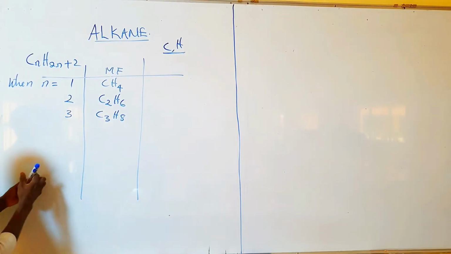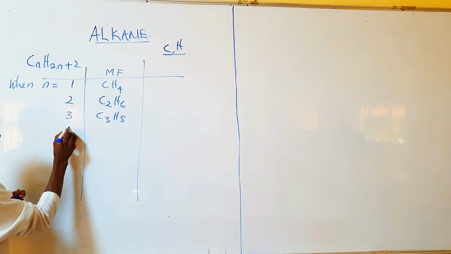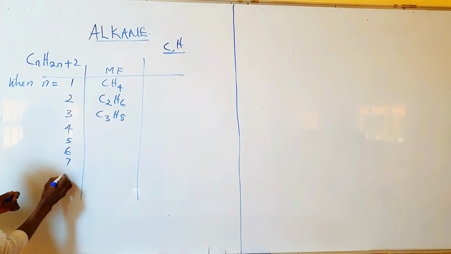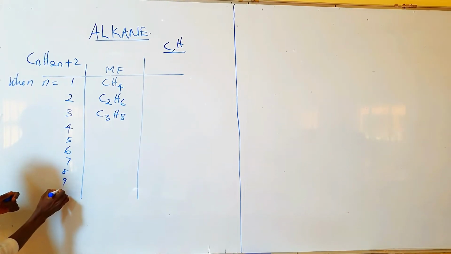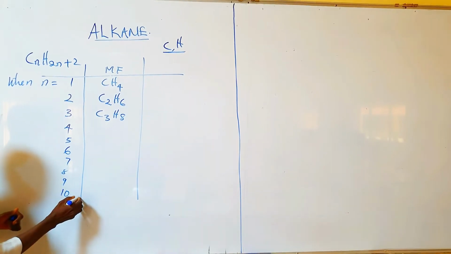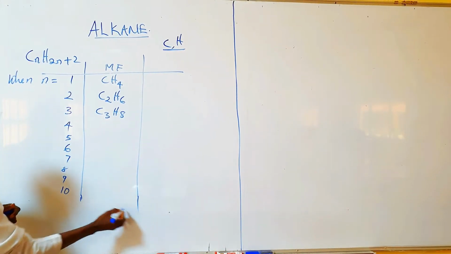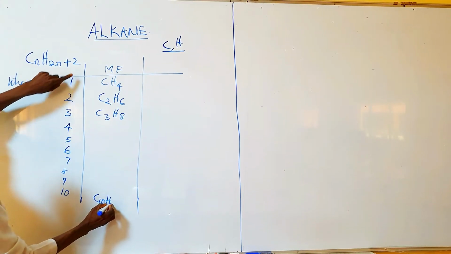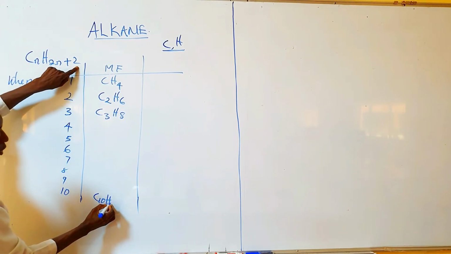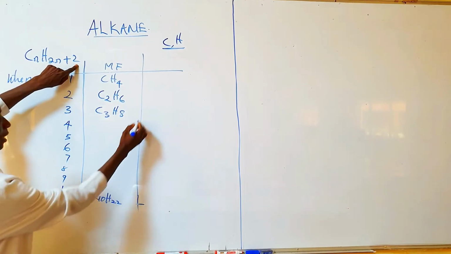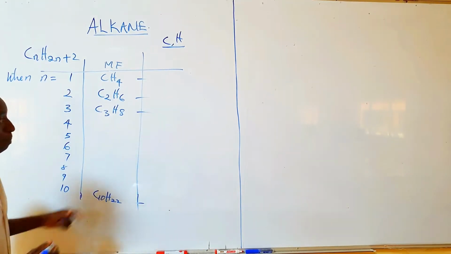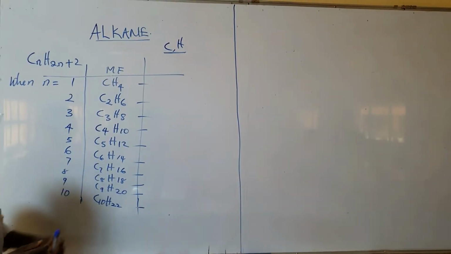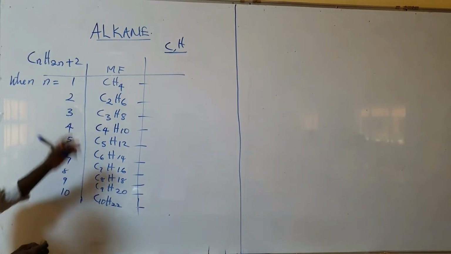That is, you continue from here and say when n equals 4, when n equals 5, 6, 7, 8, 9, and when n equals 10. I can help you out with when n equals 10. When n equals 10, we say C10, H, 10 times 2, 20, plus 2, 22. Like I said, pause for a while and quickly do this. I want to believe you have done that with the molecular formulas.